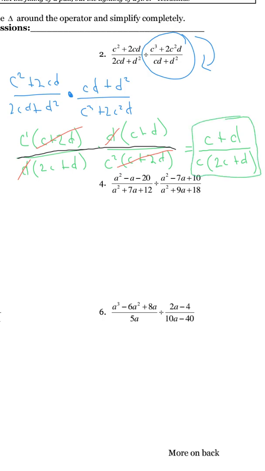So that flip wasn't all that bad. Looking now at number 4, we have another division that we want to turn into multiplication.